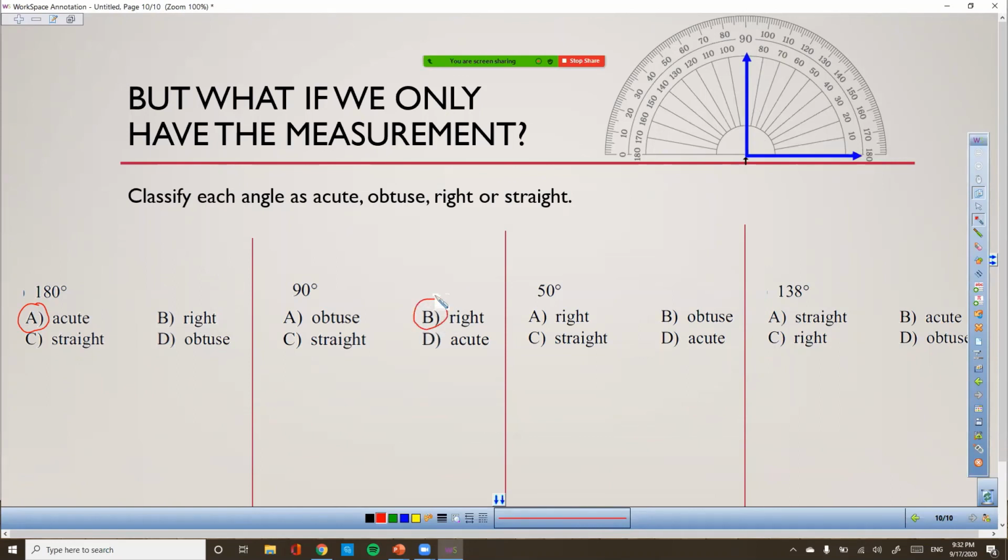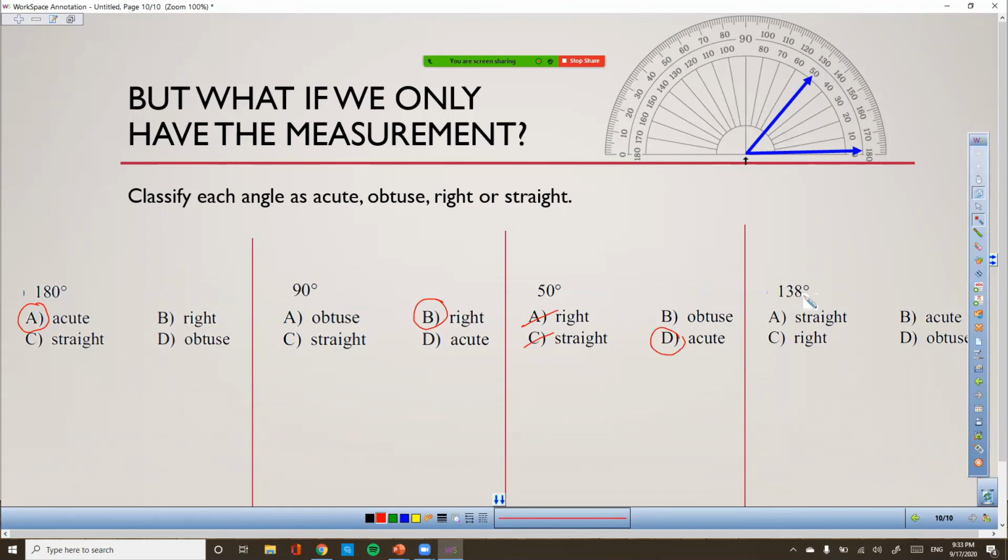What about 50 degrees? What is that going to be? I know that it has to be either right, straight, obtuse, or acute. So obviously it's not a right angle because it's not 90 degrees, and it's not a straight angle because it's not 180 degrees. So if we start at 0 and we open 50 degrees, then that has to be an acute angle because it's less than 90 degrees.